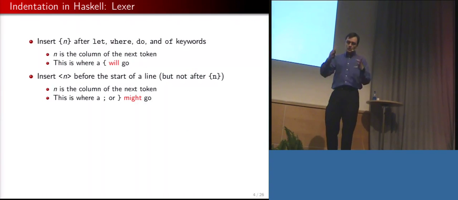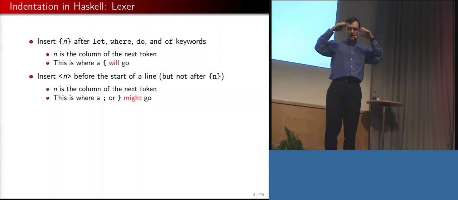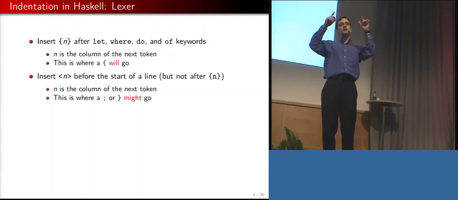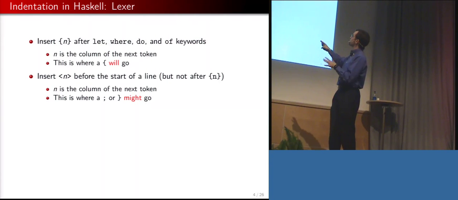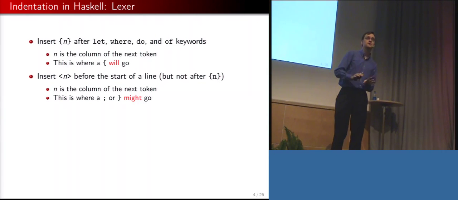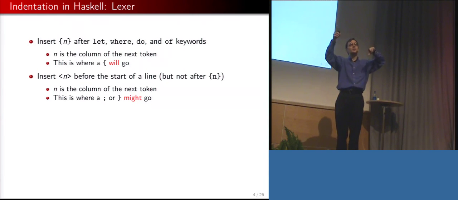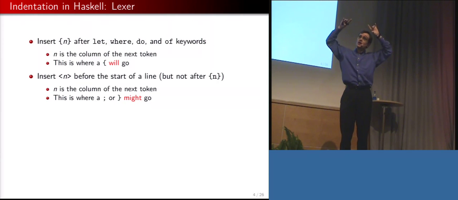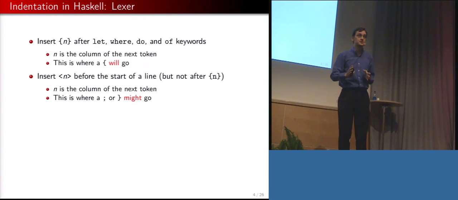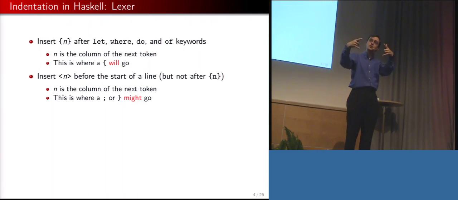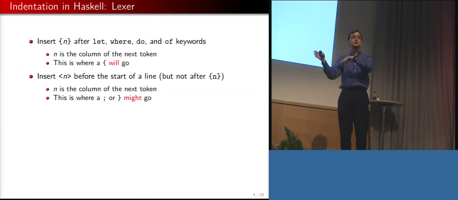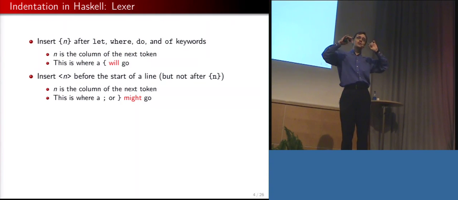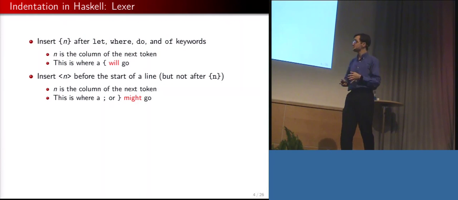To go into a little more detail, the lexer is expected to emit an n curly brace token after any occurrence of a let, do, where, or of keyword, where n is the column at which the next token occurs. Philosophically, this represents a place where a new indentation block might need to start, so the L function might need to insert an open curly brace. Correspondingly, an n angle brace token will be inserted at the start of any new line, which represents where the L function might need to insert a semicolon or a closed curly brace.